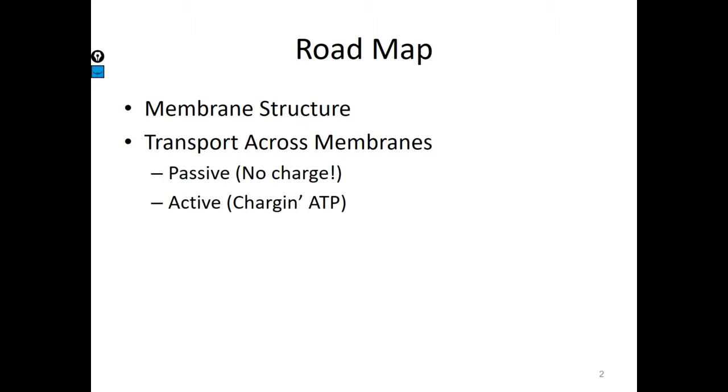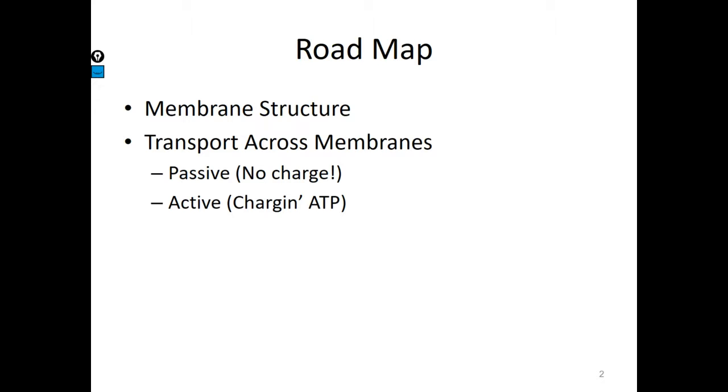And then we're going to look at how things are getting across the membrane. And there's really two major groups for this. Passive transport, and when I say no charge, I'm talking about fees, right, charging a fee. And remember, the only currency we really have in the cell is ATP. So passive transport is not charging a fee. It's not charging ATP. And then if we get to it, we're going to talk about active transport, which is going to start to cost us ATP, which we remember we made in our last unit using the mitochondria and the chloroplasts.